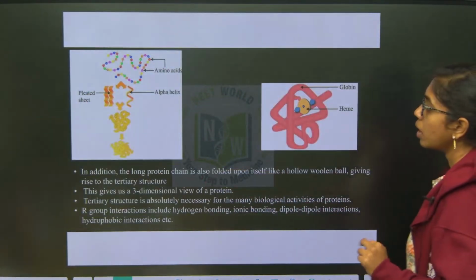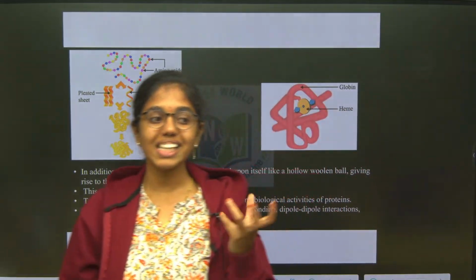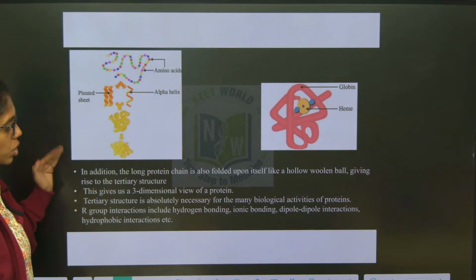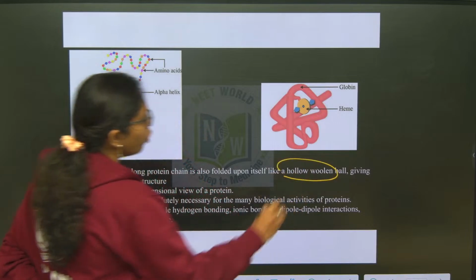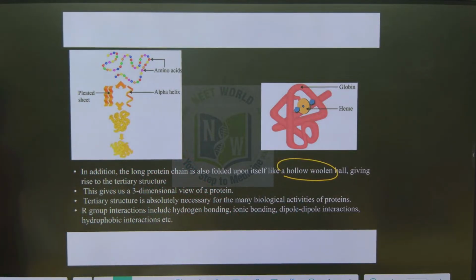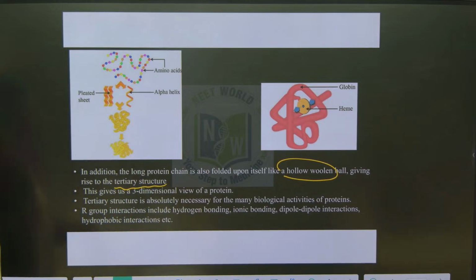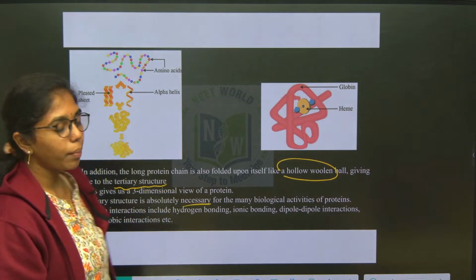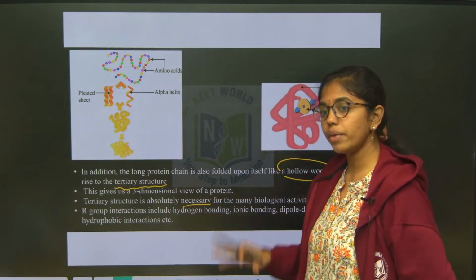Next, the tertiary structure. The tertiary structure of a protein is like a woolen ball. So here you see, in addition to the long protein chain, it is also folded into a hollow woolen ball, which gives rise to what? Tertiary structure. This gives us a 3-dimensional view of a protein. Tertiary structure is absolutely necessary for many of the biological activities of proteins. Only the tertiary structure will be active.